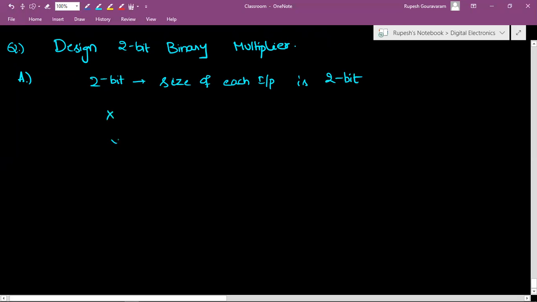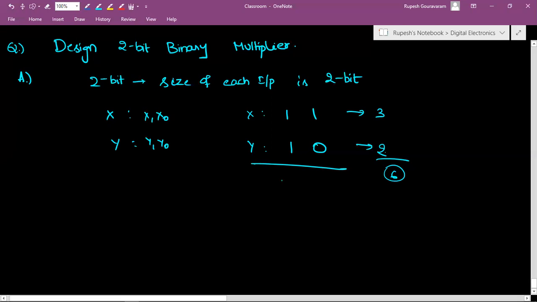Let us take two inputs X and Y. One input is X1, X0. The second input is Y1, Y0. So let us take one example. Let us take X as 1, 1 and Y as 1, 0. In binary, 1, 1 represents 3, and 1, 0 represents 2. If you multiply 3 by 2, we should get 6. Let us see how to do that.